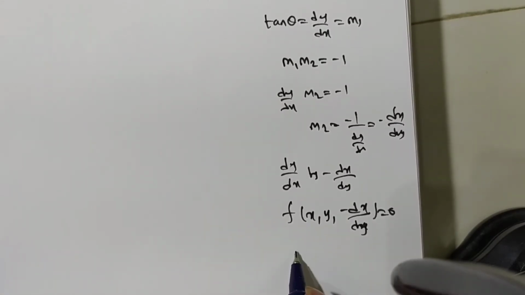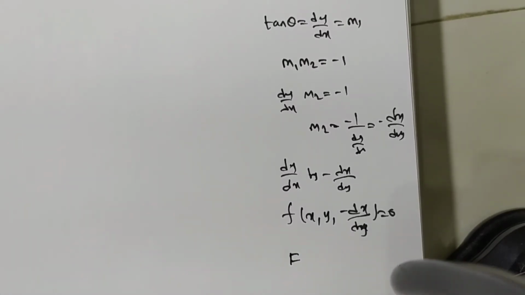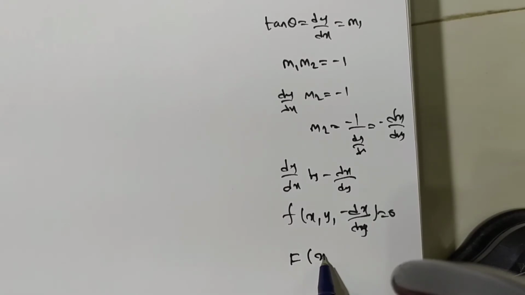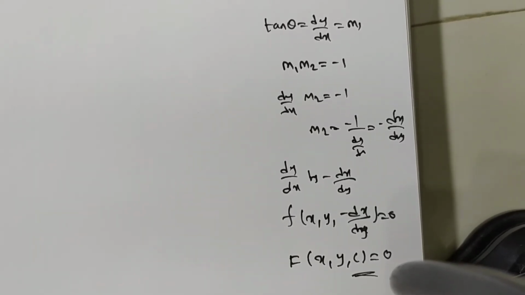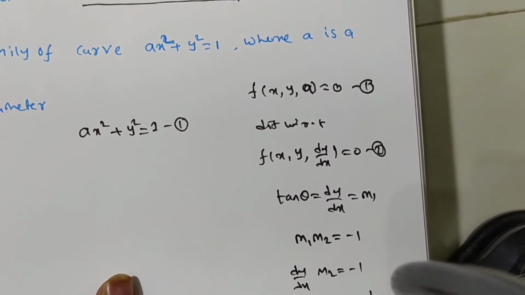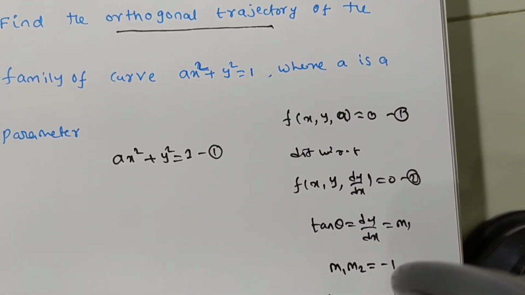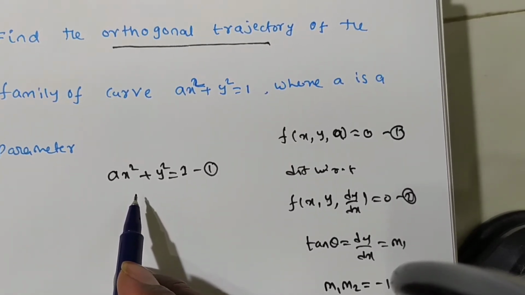Now you simplify this; dx/dy is a first order, first degree differential equation. Simplifying it, you will have f(x, y, c) = 0, another family of curves, where c is a parameter. Is it clear? Now I am solving the given curve. The given curve is ax² + y² = 1.